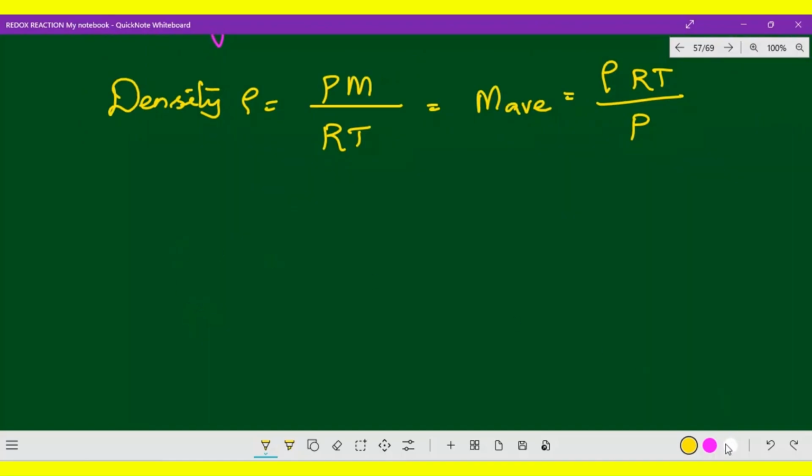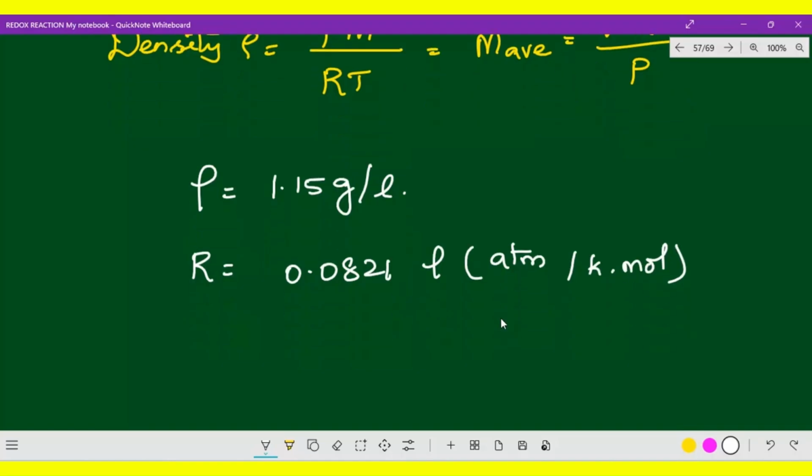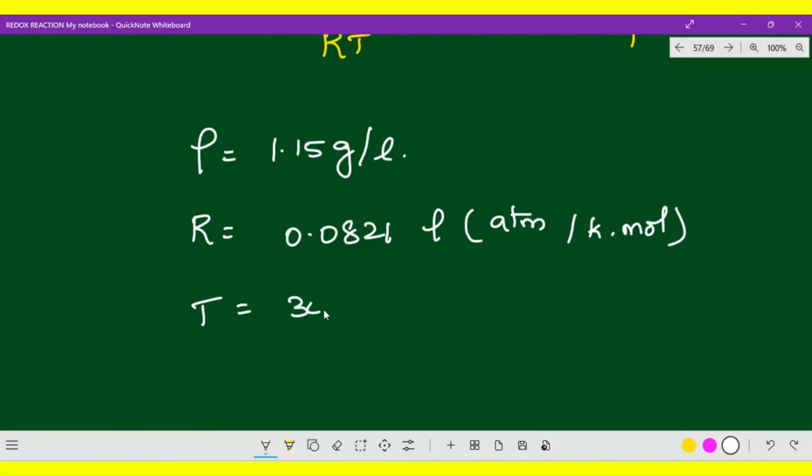Now density, how much? 1.15 gram per liter, right? Our universal gas constant, how much? 0.0821 liter atmospheric pressure per Kelvin and mole, right? Next, temperature, it is 300 Kelvin. And pressure, how much? Just now we found that, 0.9737 atmospheric pressure. So it will be easy to identify the answer.